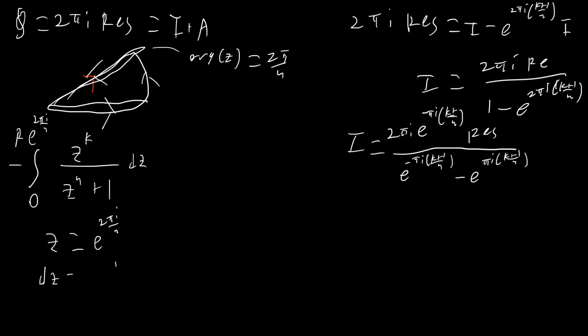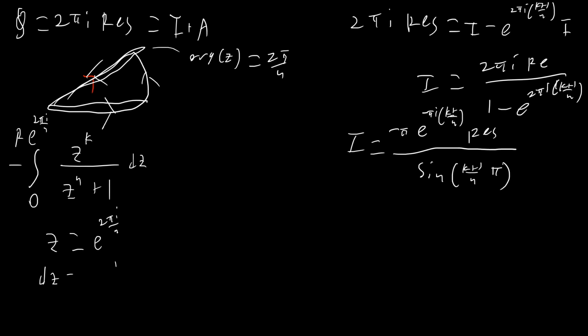And then when we divide on the top and bottom by 2i, this is just going to cancel right here, right? This on the bottom is just sine of (k plus 1) over n times pi. Or I should say negative, actually. So I'll put a negative sign there, and then I'll convert this into sine.